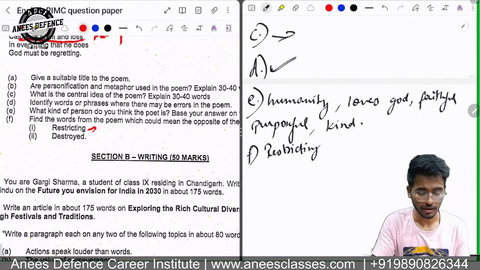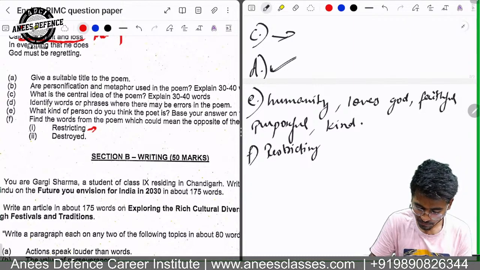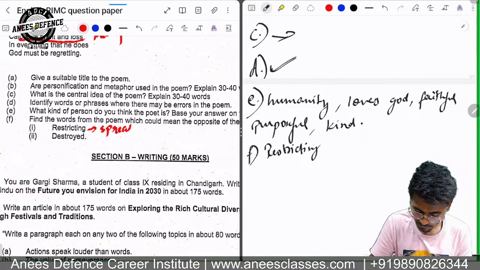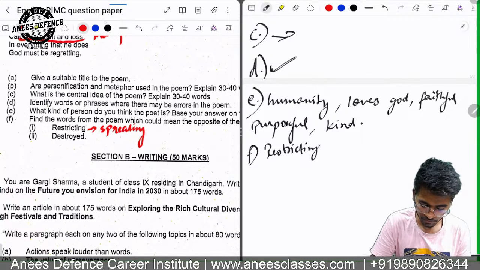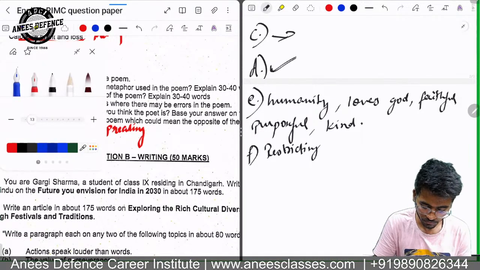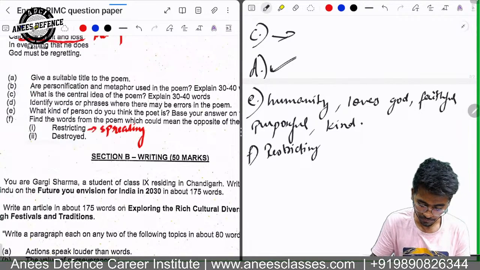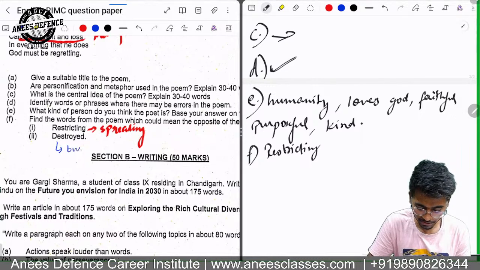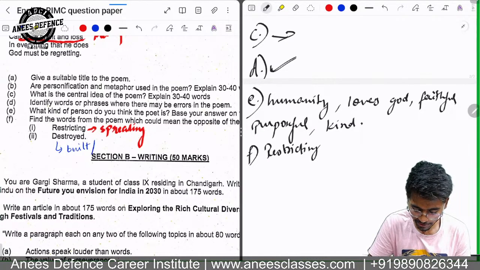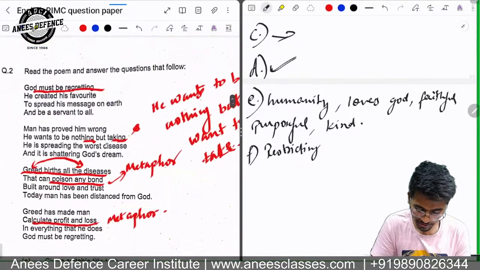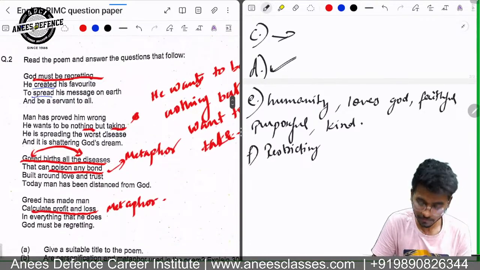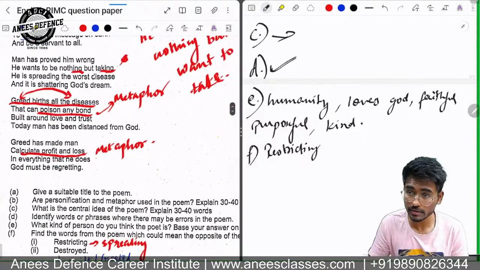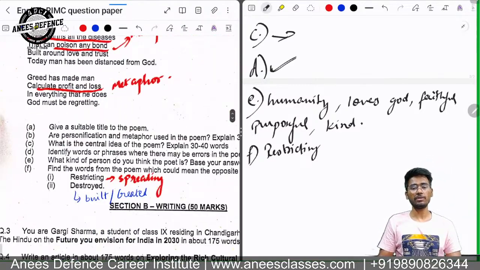किसी चीज को रोकना. हाँ, उसका opposite क्या हो सकता है? Spreading. Spreading हो सकता है. We can write spreading. Okay. Destroyed. Built. You can write built, or you can also write created. Look over here. Created. Spread. There are words in the poem, right? So from the poem only you need certain words.